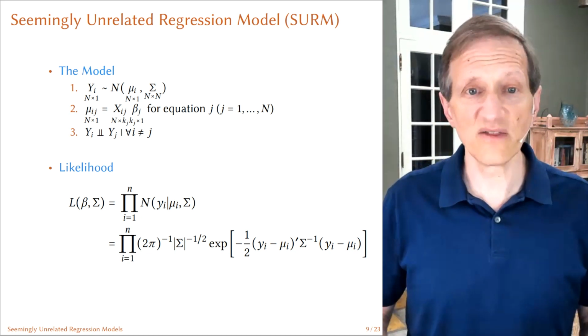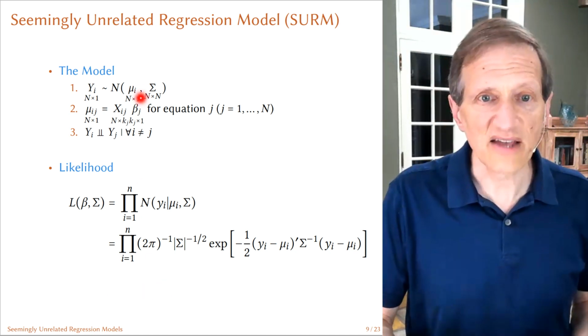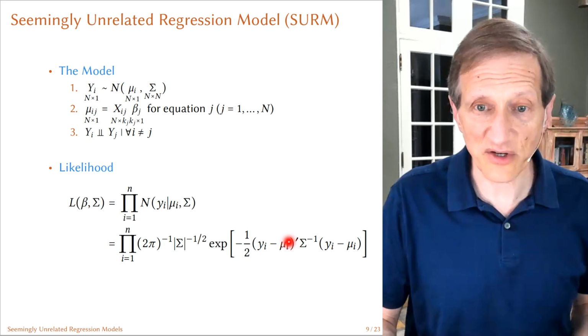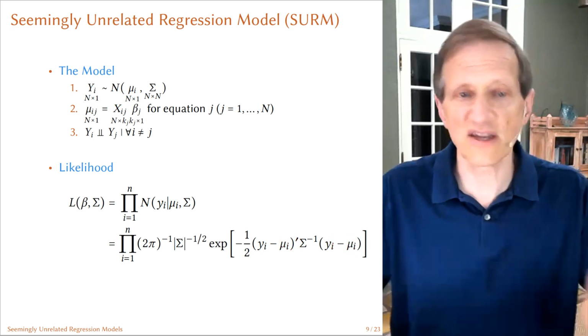We can then go ahead, of course, and substitute in the systematic component for each of the mu's, and that's how you form the likelihood function.